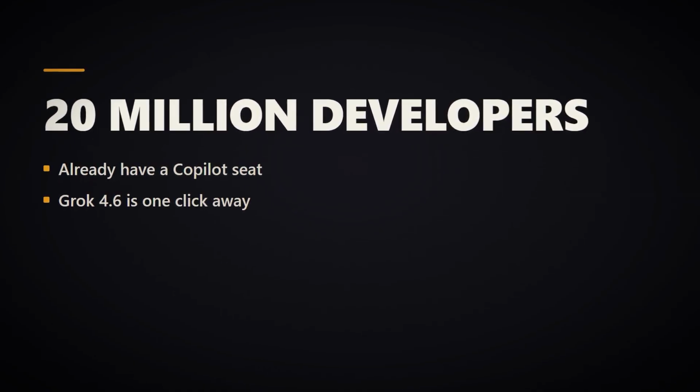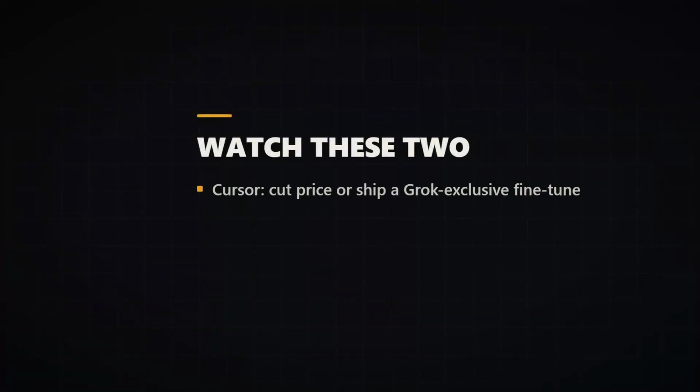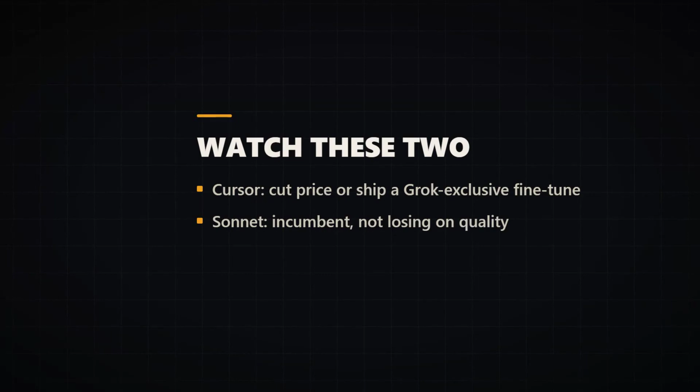The playbook every time a big vendor IDE absorbs a differentiator: the smaller shop either drops price or ships a feature the big one cannot copy fast. Cursor knows the game. Something is coming.